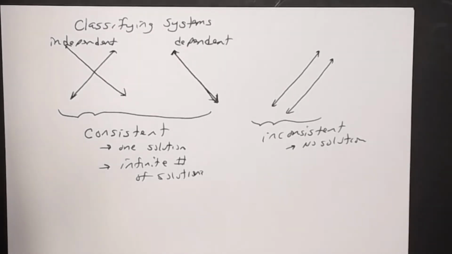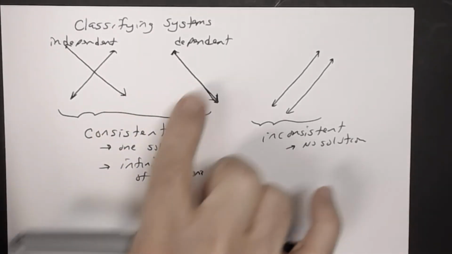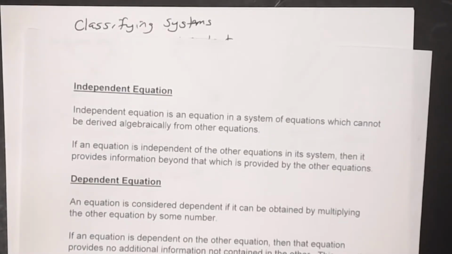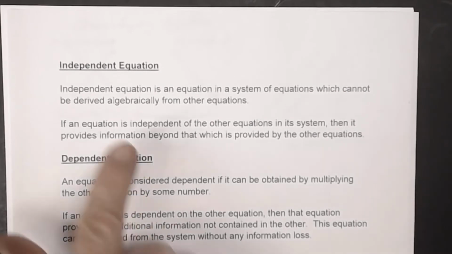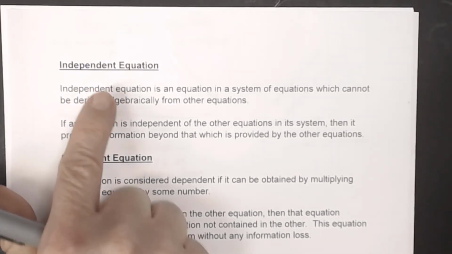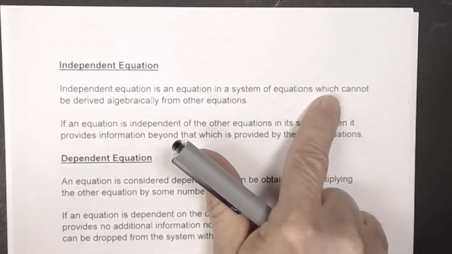The difficulty is understanding what we mean by independent, dependent. Okay, so I'm going to go back to our definition right here. So listen carefully. So for an independent equation, each equation cannot be obtained algebraically from the other.